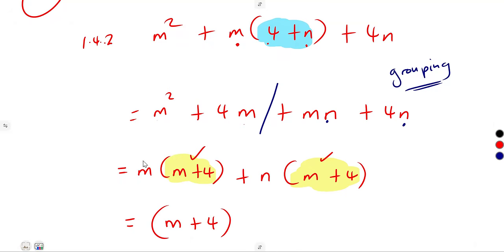What are we going to remain with here? We remain with the m. What are we going to remain with here? Plus n.